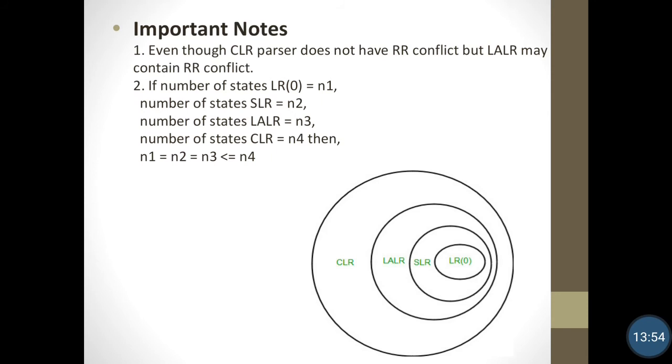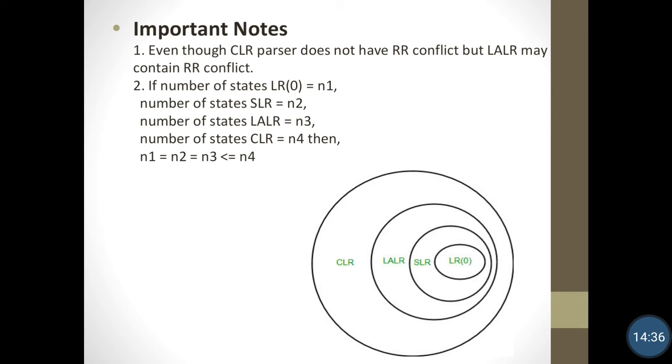Some important points to note here. First, even though the CLR parser does not have an RR conflict, the LALR parser may have an RR conflict. RR conflict means reduce-reduce conflict. It can happen that in the CLR parser we do not have any conflict, but in the LALR parser you can have some conflict, because we combine the states, and after combining them maybe it will generate some conflict, so that is not called our LALR grammar.